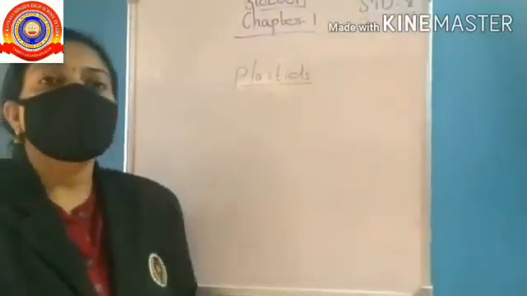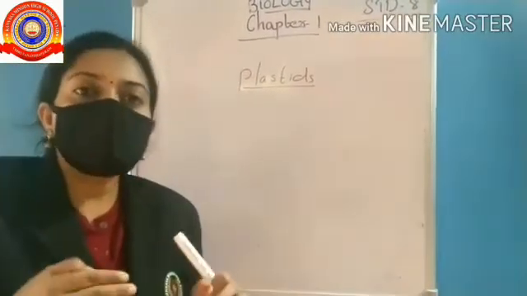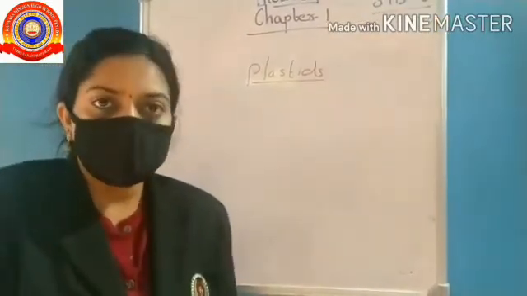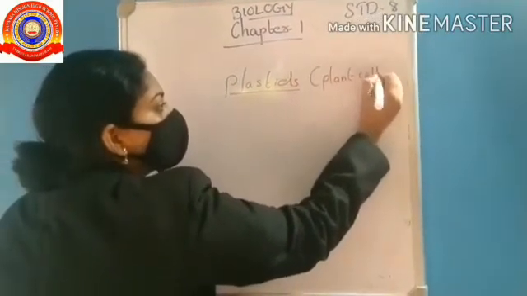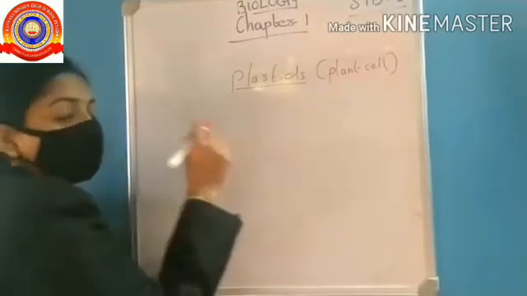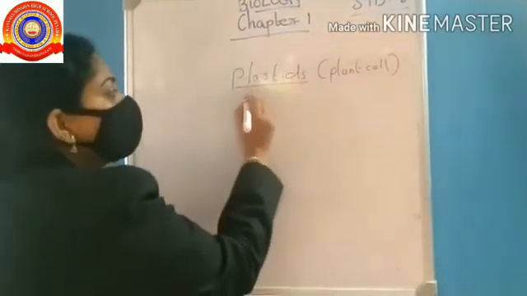Plastids are found in plant cell. That is, plastids are exclusively found in plant cell. Plastids are mainly three kinds.